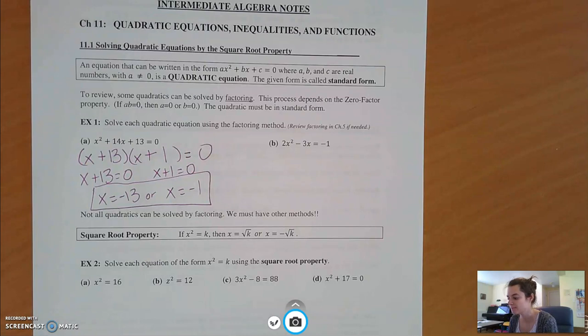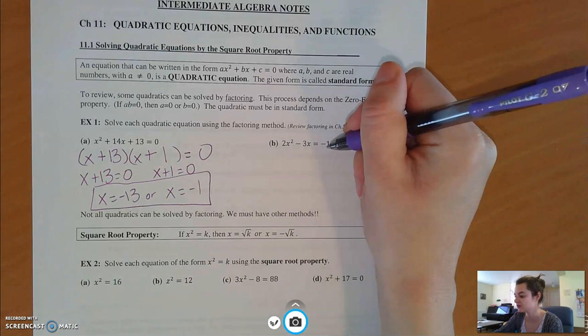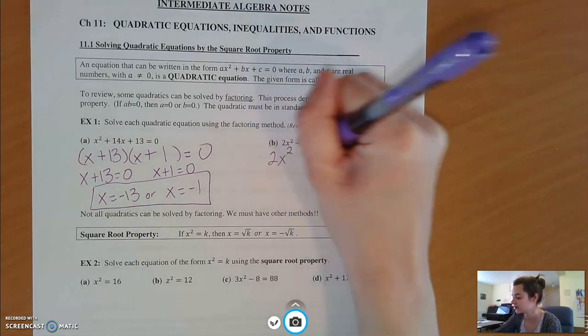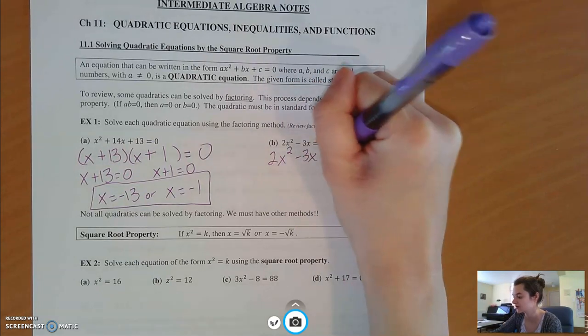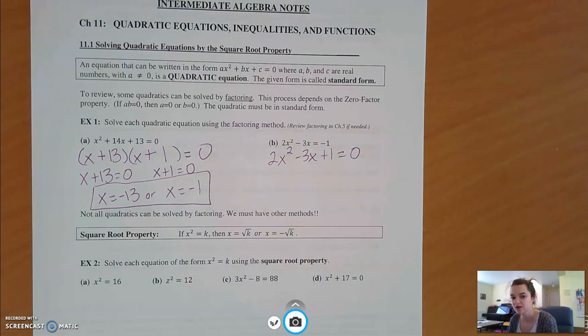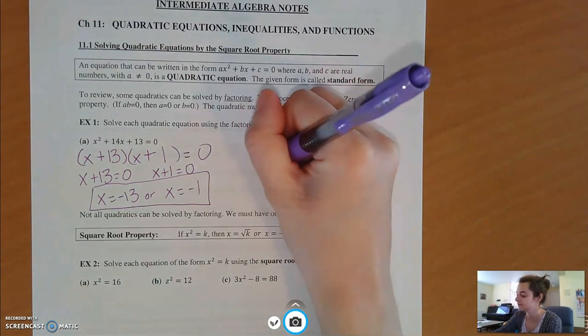In example 1b, we've got 2x squared minus 3x equals negative 1. This one does not equal 0 yet, but it's not difficult to get there. That's the first thing I'm going to need to do: add 1 to both sides. So I'll have 2x squared minus 3x plus 1 equals 0. Then I'm ready to factor. And yet again, I have a trinomial, so I'm doing guess and check factoring.